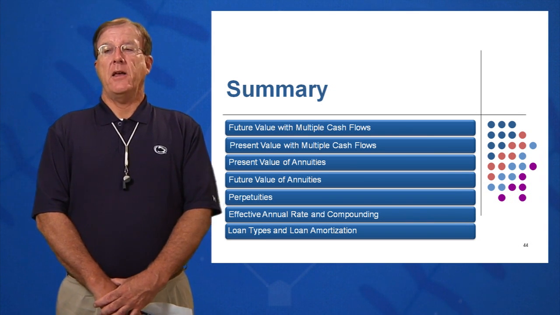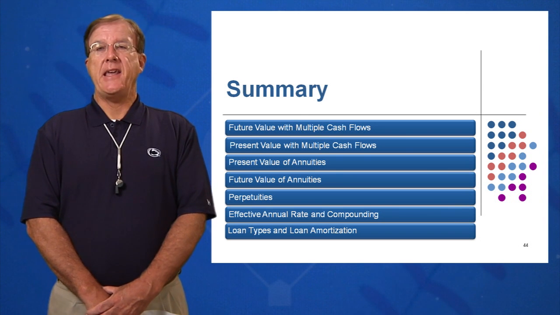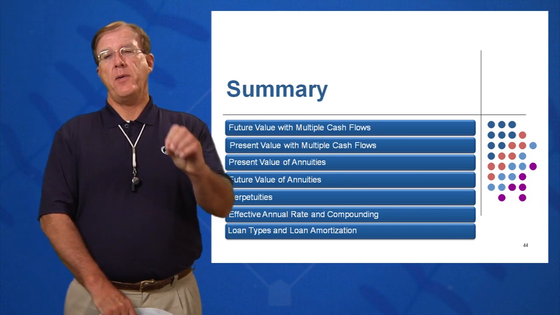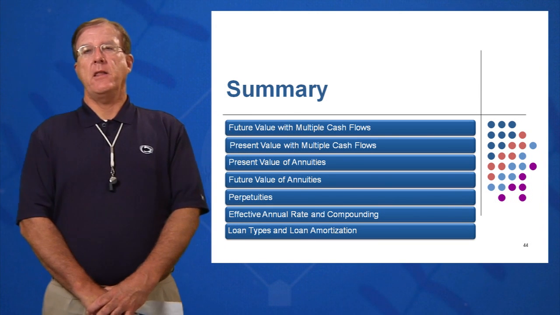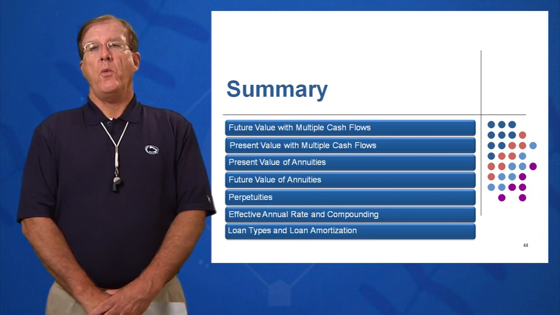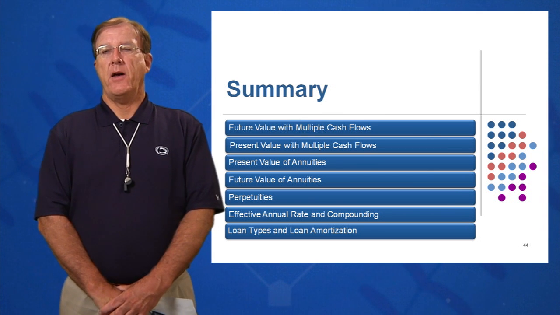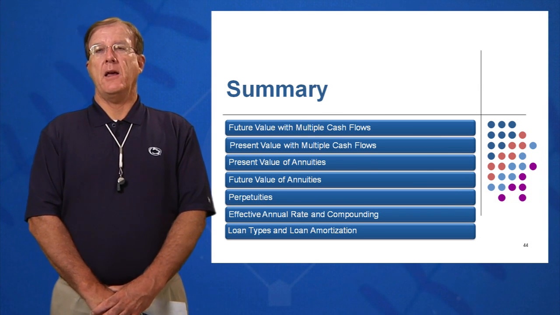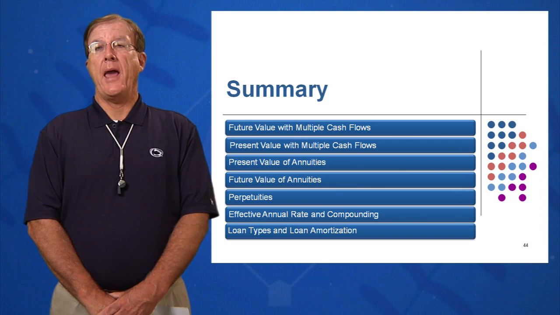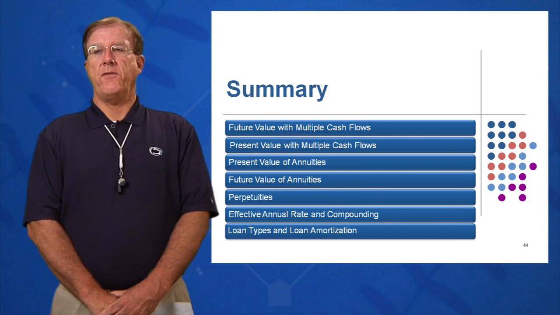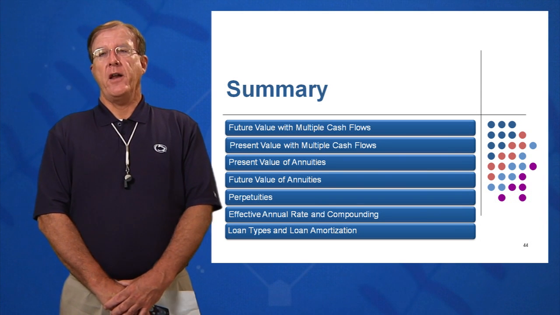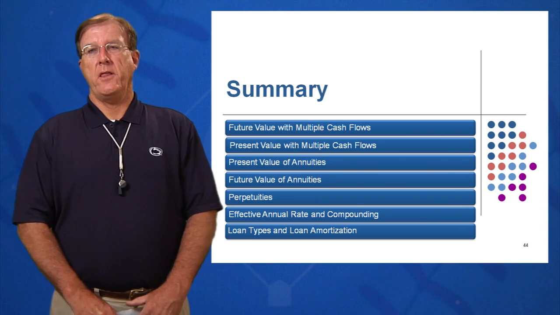We looked at, in learning objective number 6, EAR. So when you see the words compounded blank, you know you must calculate an EAR. And finally, in learning objective number 7, we discussed 3 types of loans, and how do we amortize these loans, and what are the features of each of these different loans. So 7 very important learning objectives. Hopefully you enjoyed this session.